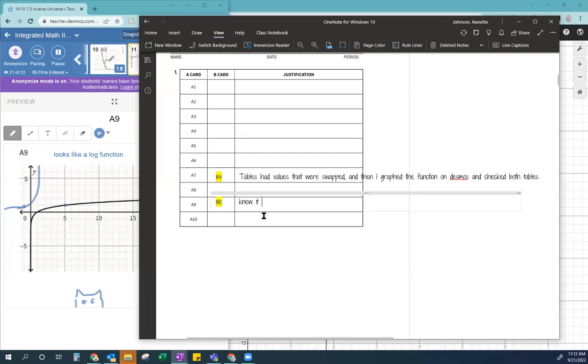I knew it was a log. Then I knew that the inverse of a log is an exponential. Okay, so yeah, you may not know how to do every single part of this yet. Just make sure that you're okay with that.